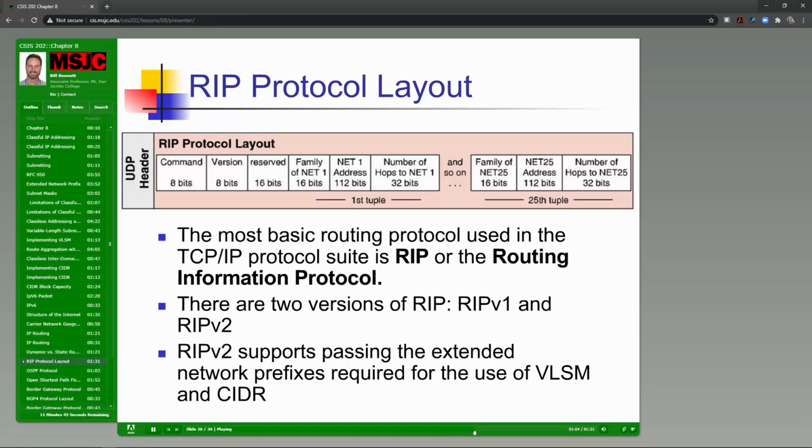In other words, every time that we have an entry for a route, in a network address, then that's going to be an entry in the information that's being put out there by the RIP protocol. There is a newer version, RIP version 2, and one of the big advantages is that it now supports the use of variable length subnet masks, which means it supports CIDR values.